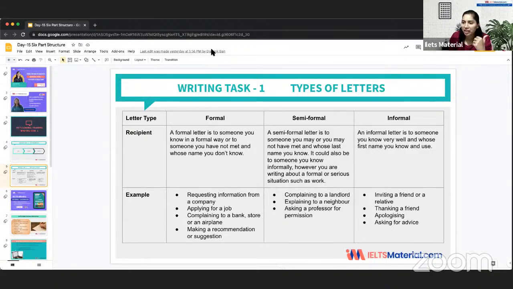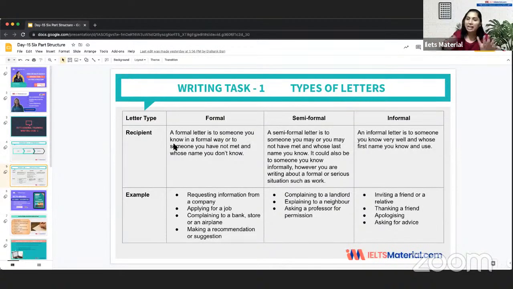Would it be fine if we use formal language with an informal letter as well? Yes, you can go for it. There's no problem with that. Many people don't want to keep a different style for each type of letter. But again, this is called linguistic skills: how well you are able to develop your linguistic skills and present them in the answers.